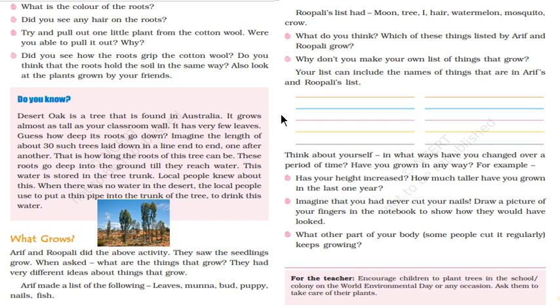And you can also prepare your own list, and you can find that there are so many things which grow. Okay, mainly the living things grow, and it is a characteristic of living things. And with this the chapter is completed.